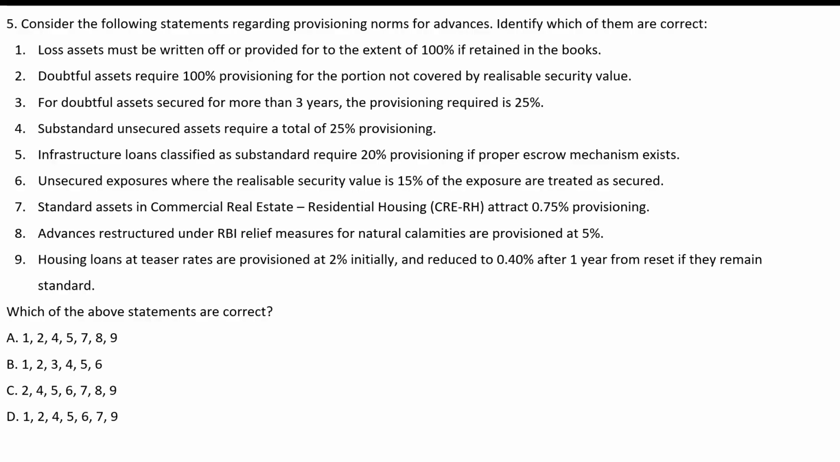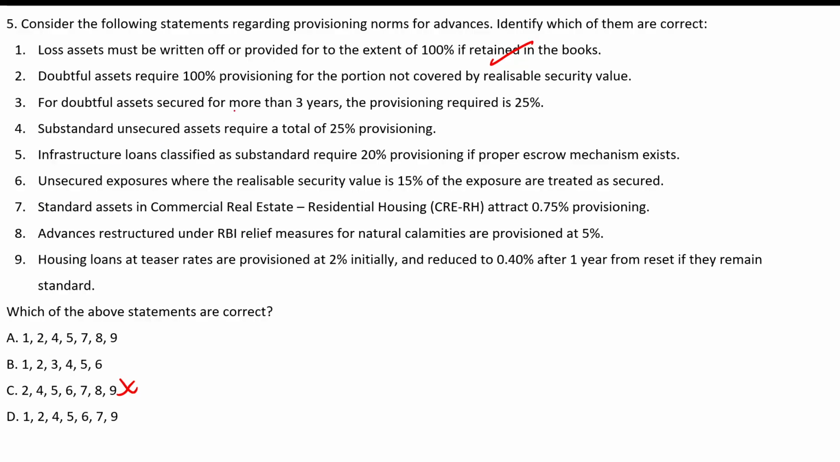So, let's see statement 1. Loss account must be written off or provided for to the extent of 100% if retained in the books. So, this statement is correct. So, C gets eliminated. Statement number 2 is there in all the options, so there's no need to read statement number 2. Let's read statement number 3.